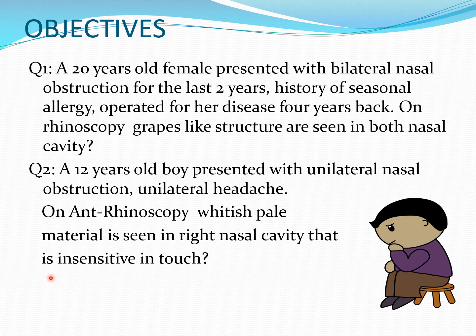Question number 2. A 12-year-old boy presented with unilateral nasal obstruction and unilateral headache. On anterior rhinoscopy, whitish pale material is seen in the right nasal cavity that is insensitive to touch. So it is unilateral, the age of the patient is 12 years, and there is no history of allergy, so it is an enterochoanal polyp.